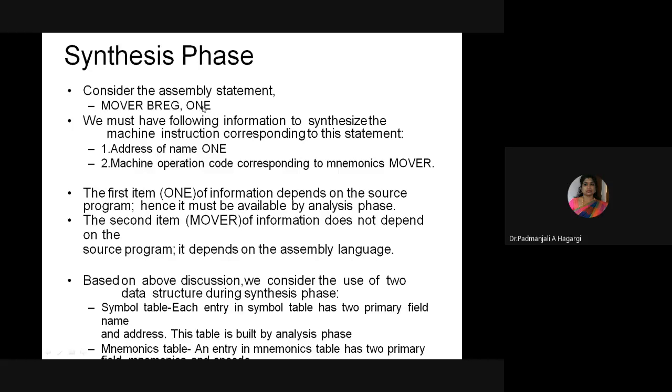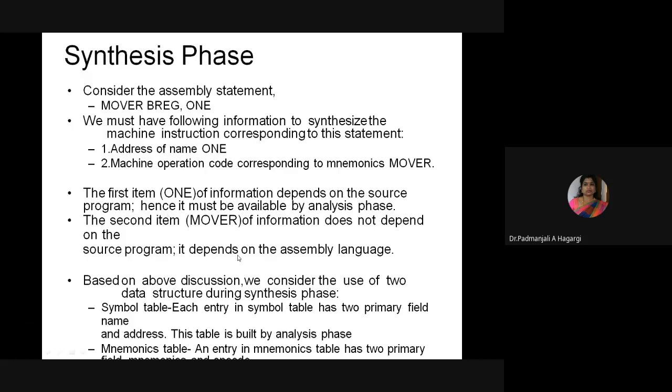one symbolic name. We must have the following information to synthesize the machine instruction, that is, what instruction will be produced corresponding to this statement. First, the address of the symbolic name, and next we need the machine operation code of MOVER. The first item of information depends on the source program, and hence it must be made available by the analysis phase. That is, its address and location counter for this statement, which it gets from the symbol table.